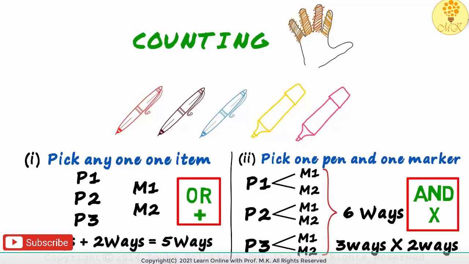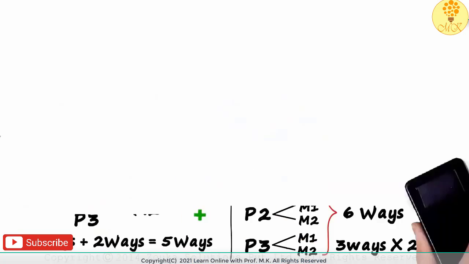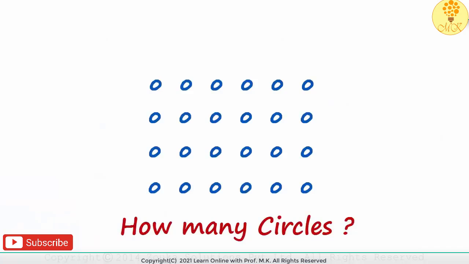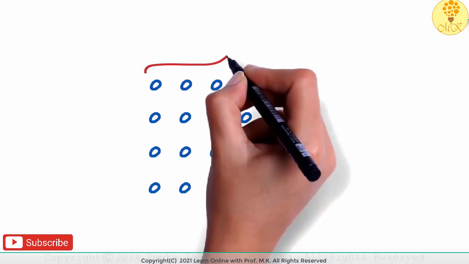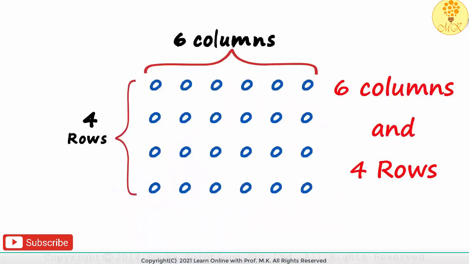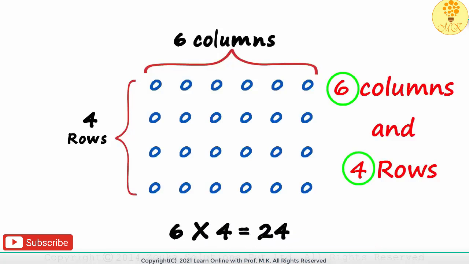If you understand these 2 rules of counting, trust me, you will be able to solve most problems based on permutations and combinations. And this is nothing new. I'm sure you have used this many times in life. Look at this picture. How many circles do you see? I doubt you counted each circle. Instead of counting each circle, you would have noticed that there are 6 columns and 4 rows. Because it's and, the number of circles will be 6 multiplied by 4, 24 in all.